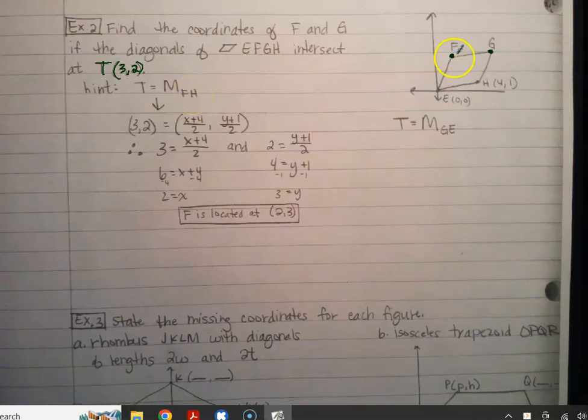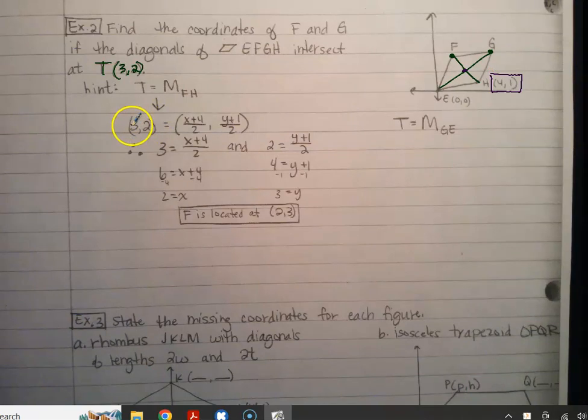So if we have diagonals across here, I'm going to draw my diagonals in green. My midpoint, at this point of intersection, has to be the midpoint between F and H. Which may not seem very helpful at this point, except that we do know H. We have the ordered pairs, so we can set this up.